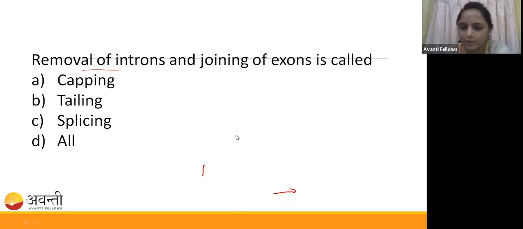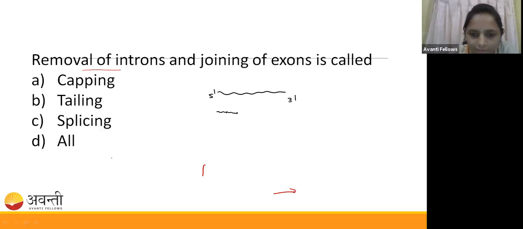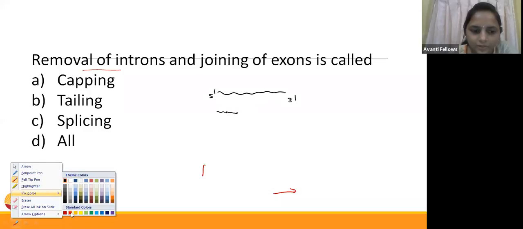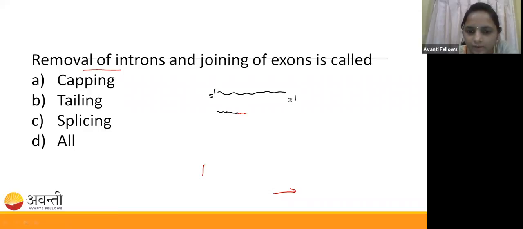Okay, we know that, right? The removal of the introns. Whenever the RNA is synthesized during transcription, it is like this. This is the 5' and this is the 3'. In between, it consists of some introns, which are not required for us, right? So these are the introns.